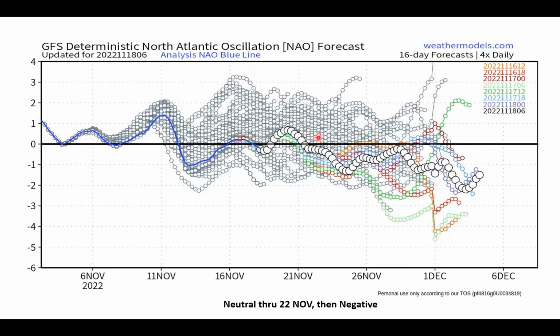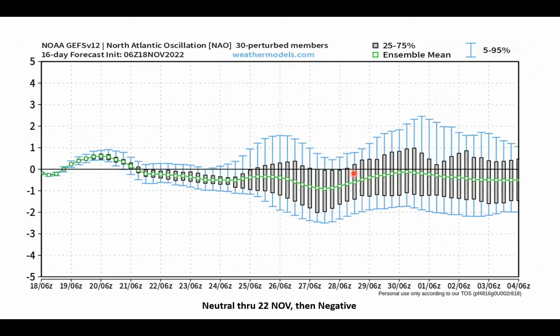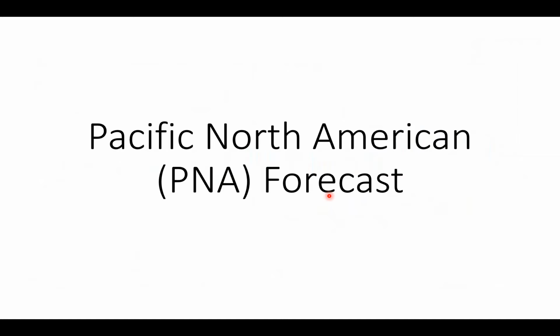If you average out the ups and the downs, generally neutral conditions through 22 November, and then becoming negative after that. And then finally, the NOAA GEFS V12 NAO 30-member forecast showing near neutral conditions through the 22nd of November, eventually going negative after that.